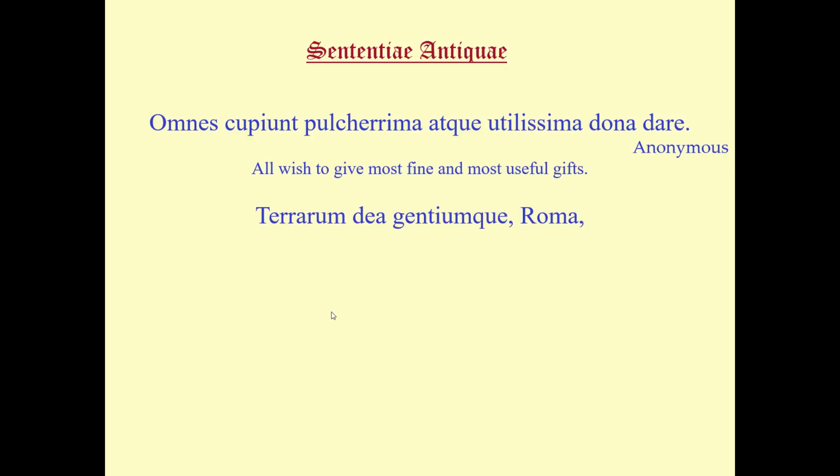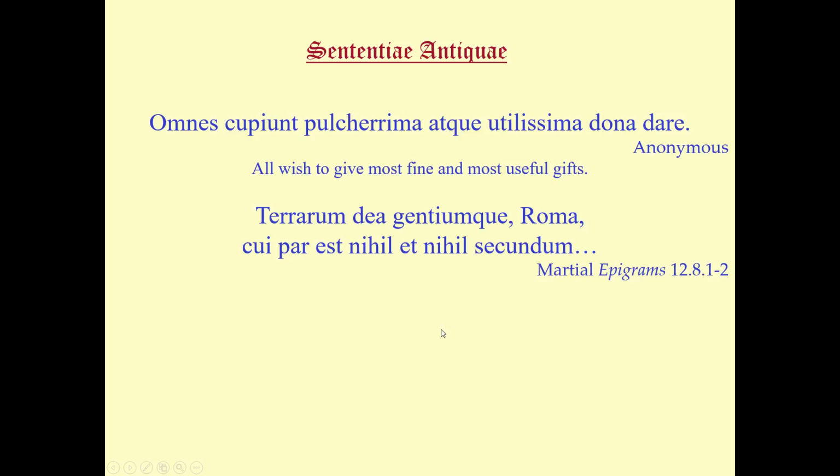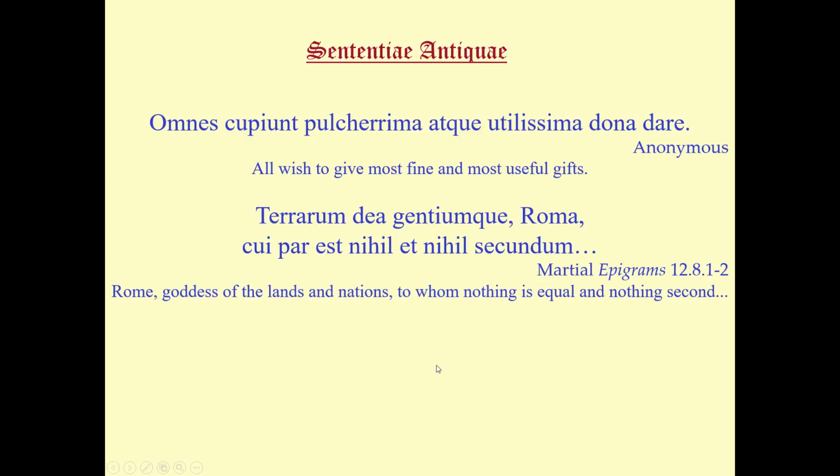This next one is from a poem by a poet called Martial, which I really love. It's talking about Rome, Roma, and he's addressing Rome. So Rome is actually in the vocative here. He's personifying Rome, and he says, "Terrarum Dea gentium Roma, cui par est nihil et nihil secundum." So he's addressing Rome: "Rome, goddess of all the lands and nations, to whom nothing is equal and nothing second." He's glorifying Rome and the city that he loves.